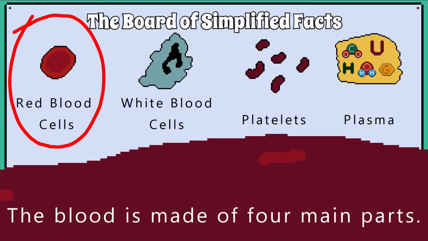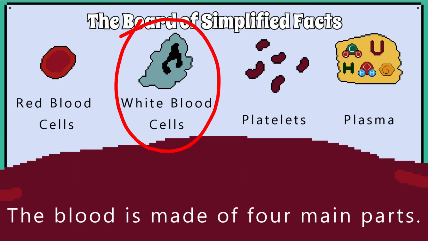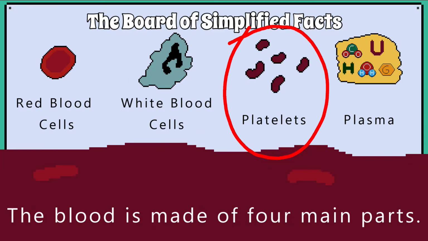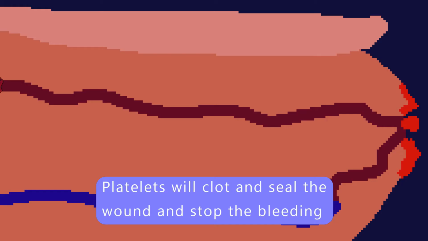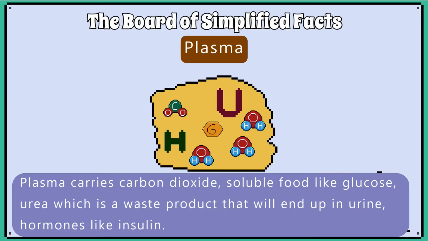The blood has four main parts: the red blood cells, which we have already mentioned, white blood cells like phagocytes, which help defend our body against pathogens, platelets, which are required for clotting blood. For example, if you have a cut on your finger, the platelets will clot and seal the wound and stop the bleeding.